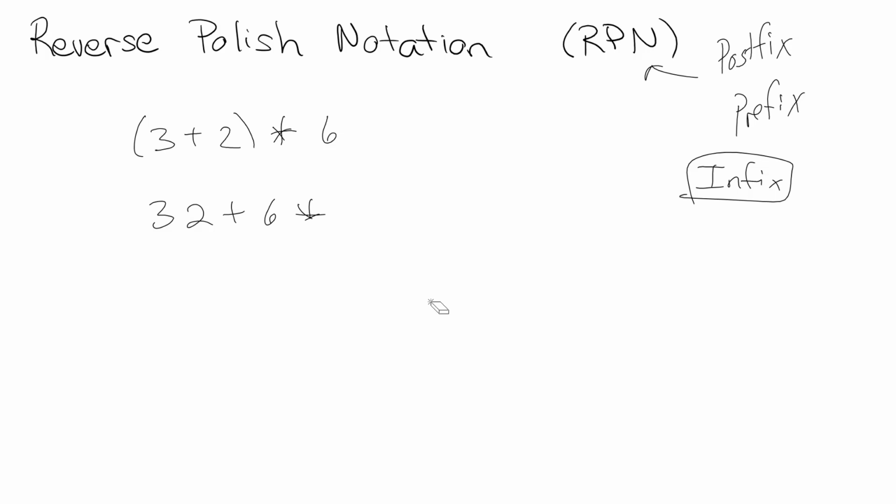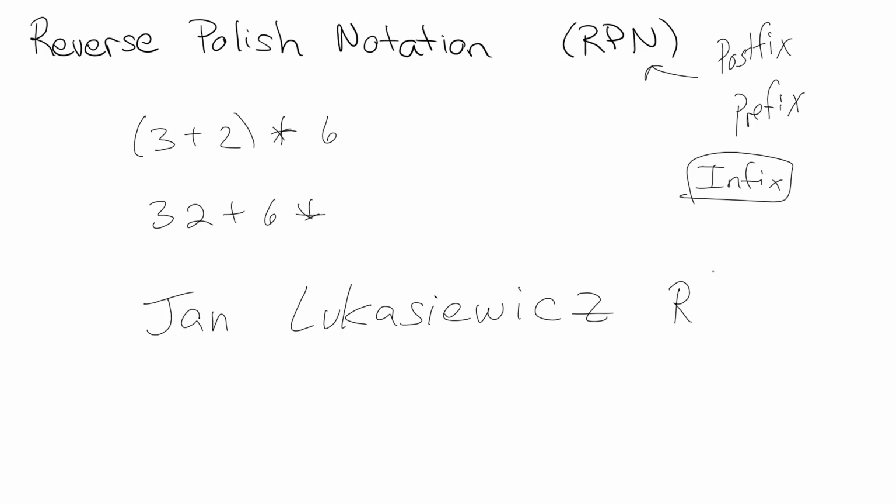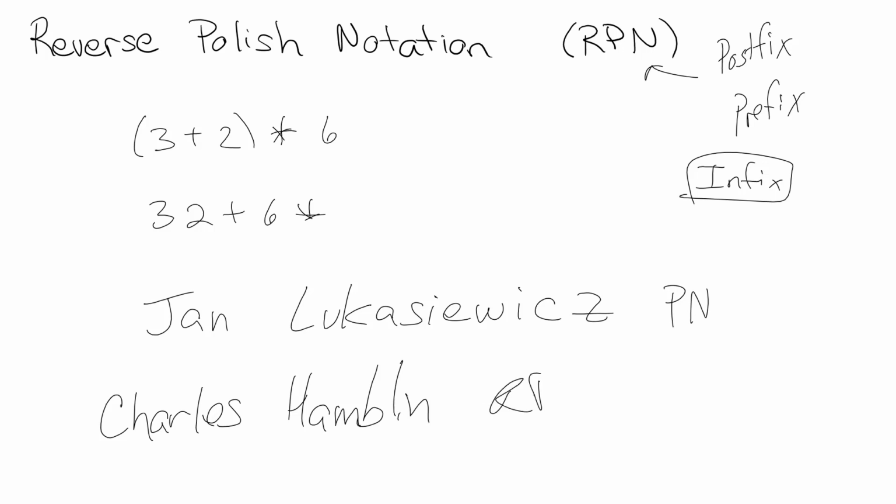So RPN was kind of invented in the 1920s by this Polish person, Lukasiewicz. He invented regular Polish notation, which I think is the prefix version. Then in the 1950s, there was a computer scientist and a philosopher, Charles Hamblin, and he made reverse Polish notation.